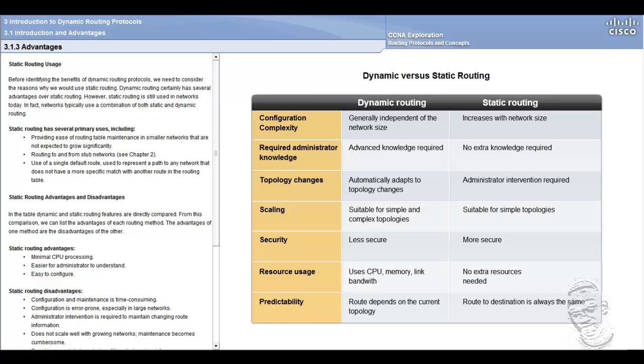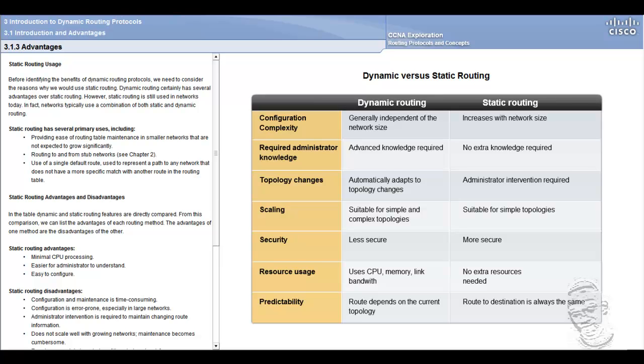Static routing usage. Before identifying the benefits of dynamic routing protocols, we need to consider the reasons why we would use static routing. Dynamic routing certainly has several advantages over static routing. However, static routing is still used in networks today. In fact, networks typically use a combination of both static and dynamic routing. Static routing has several primary uses, including providing ease of routing table maintenance in smaller networks that are not expected to grow significantly, routing to and from stub networks (see Chapter 2), and use of a single default route, used to represent the path to any network that does not have a more specific match with another route in the routing table.